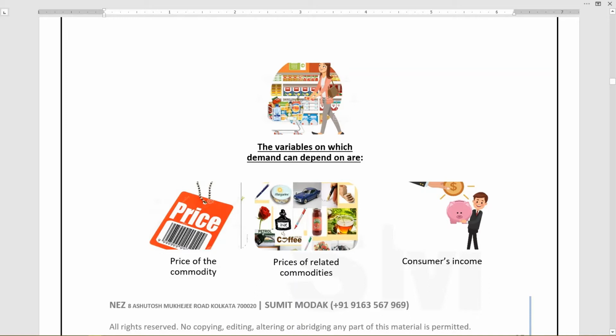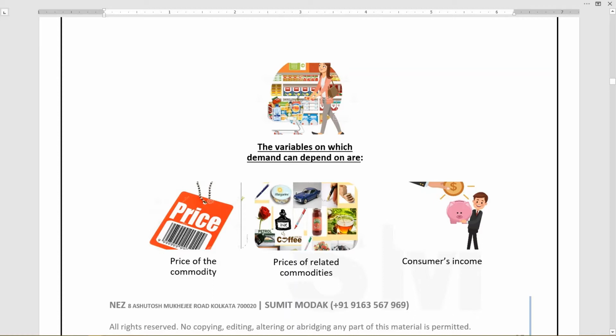We already know that there are many variables which affect the quantity demanded of a product. For example, we have discussed in the previous session that price of the commodity is one of the factors, then price of related commodities, consumers' income. So these are the main three components which affect quantity demanded of any consumer. So let us see types of elasticity of demand on the basis of factors which affect quantity demanded change.